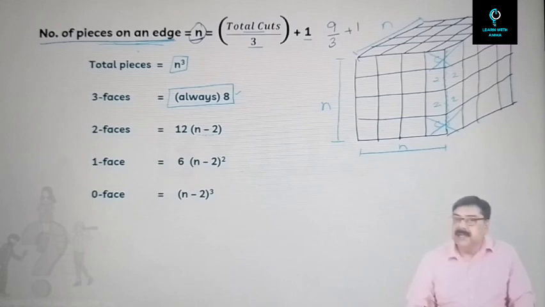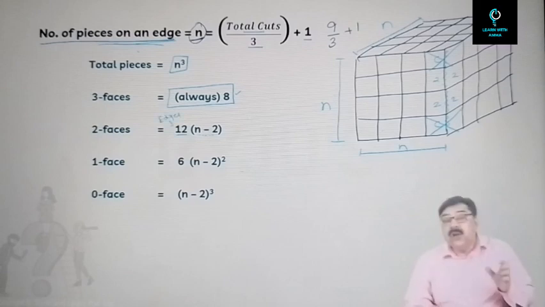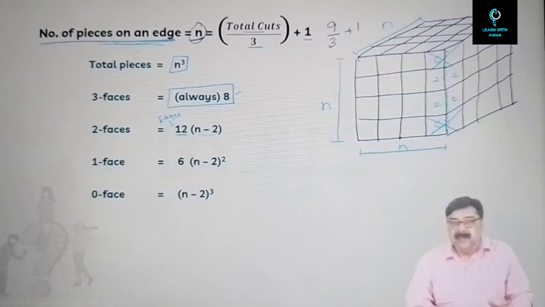And how many edges are there in total? So on each of these 12 edges there would be n minus 2 number of pieces. So hence the total number of pieces which have 2 faces colored can be found out using the formula, that is 12 into n minus 2.